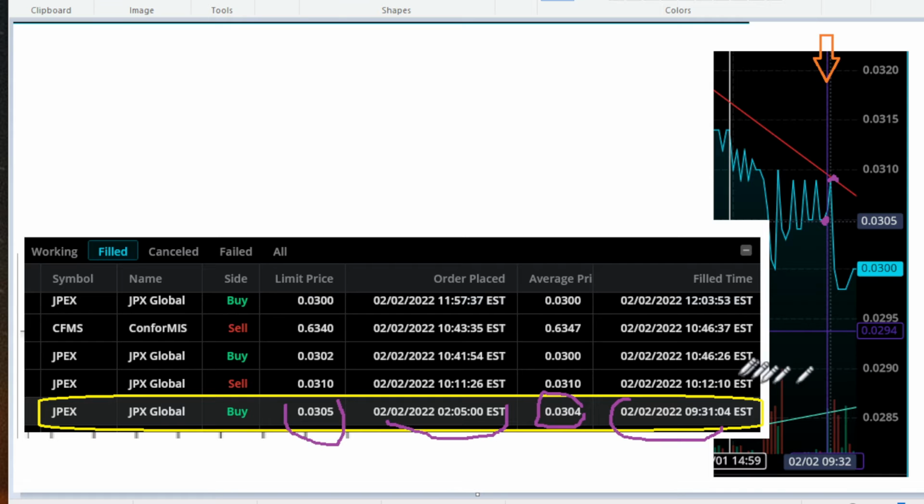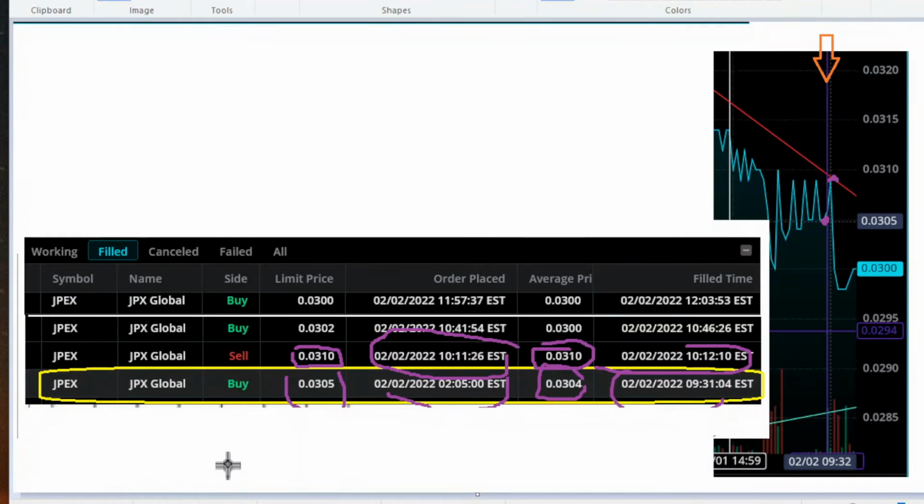And then, because it was reaching this resistance line here a little bit later, this is compressed time, by the way, I placed another order, a sell order, at 310, 0310, and it filled at 310. So I made what, 5/10 of a cent.